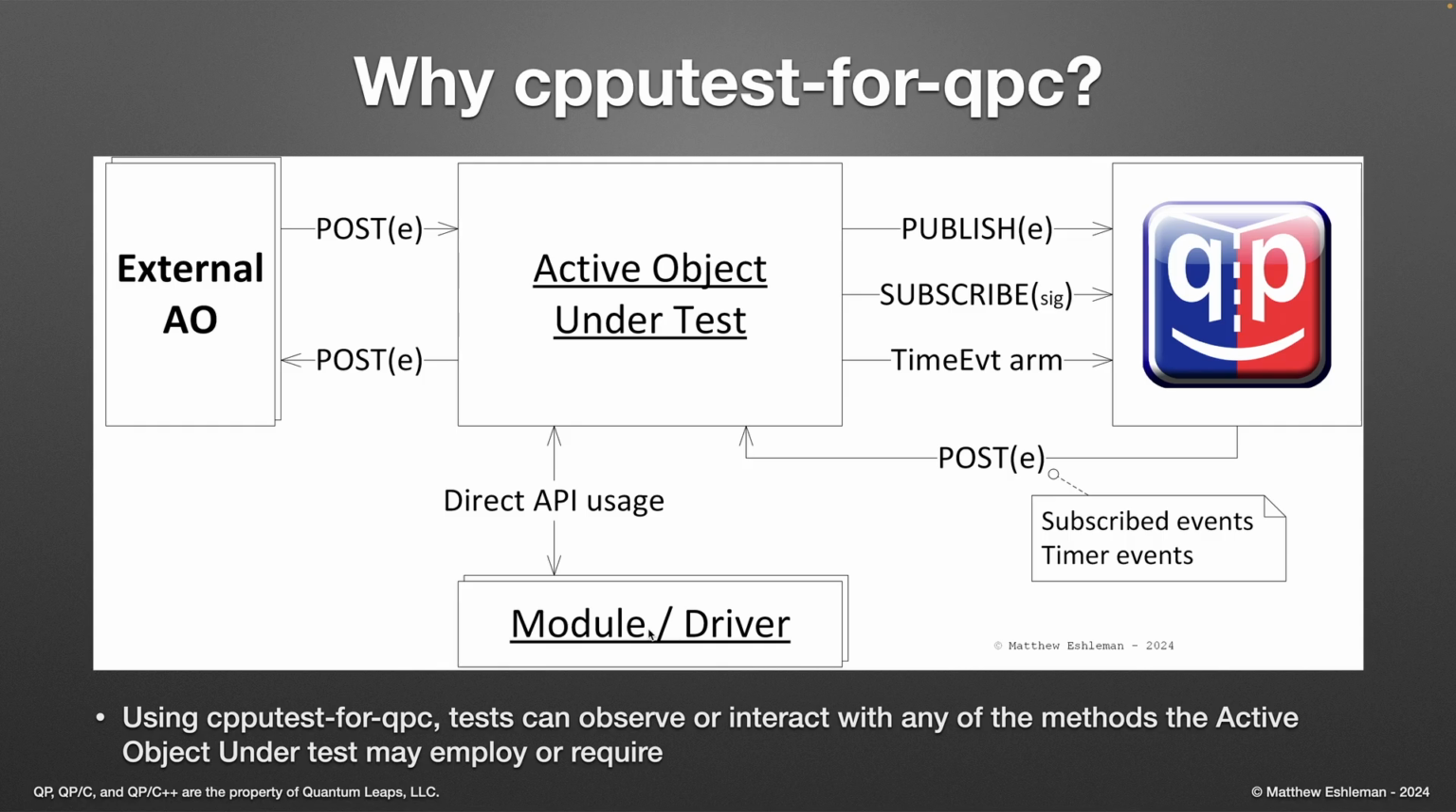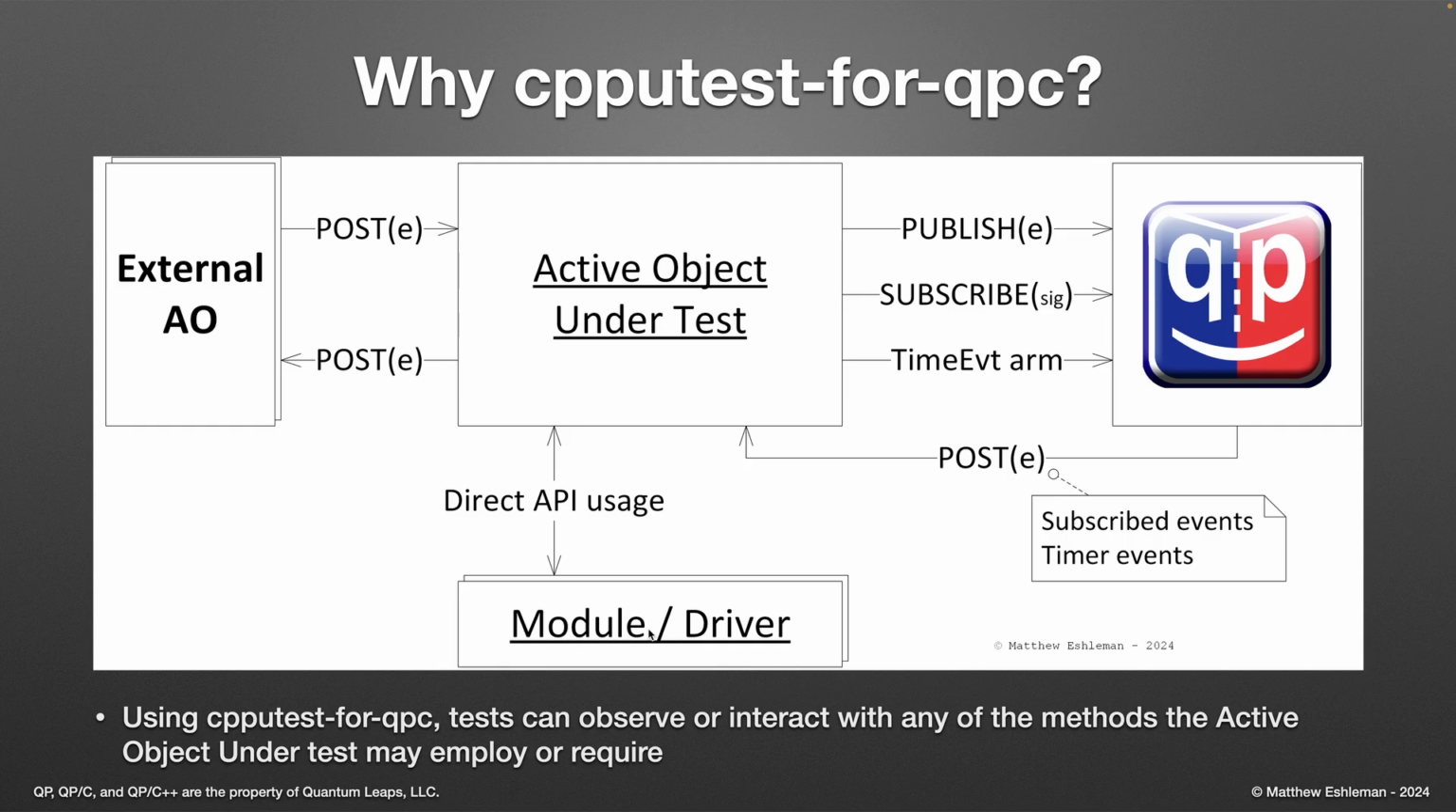The AO under test can also subscribe to events. So again, it's just saying, hey, I don't know exactly who's publishing this particular event, but I was told that one of my requirements is that if this particular event is published, I need to react to it in some manner. The AO under test can also create timers with the QP framework.